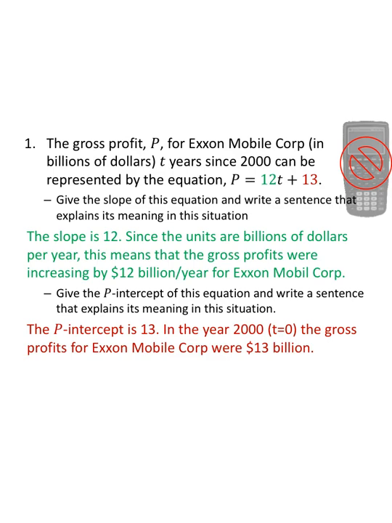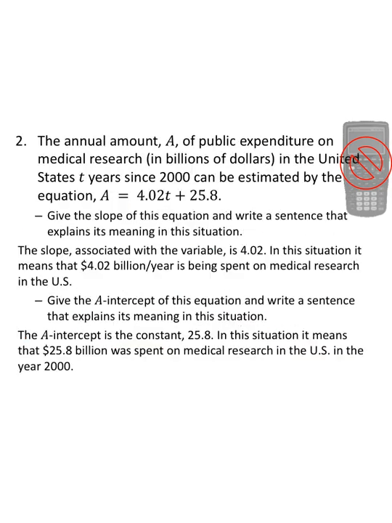A little less color coordination on this next one. The annual amount A of public expenditure on medical research in billions of dollars in the United States, T years since 2000, can be estimated by the equation A equals 4.02T plus 25.8. We want to give the slope of this equation and write a sentence that explains its meaning in the situation. Well, the slope is the coefficient of the variable, 4.02. The slope is always associated with the variable.